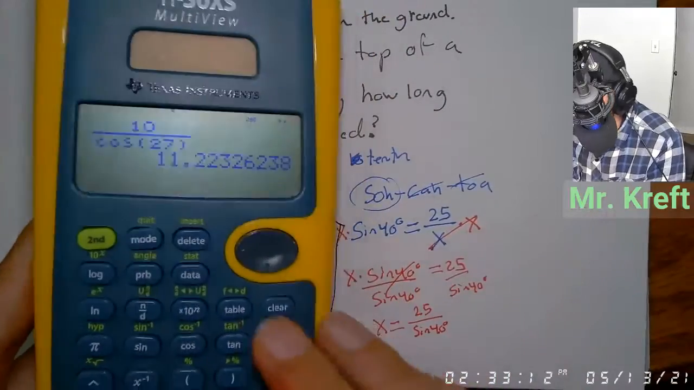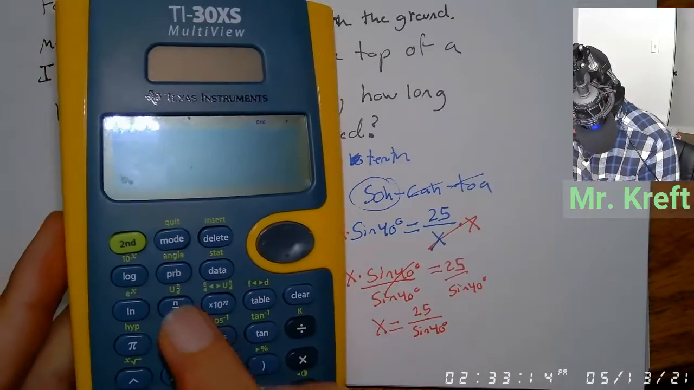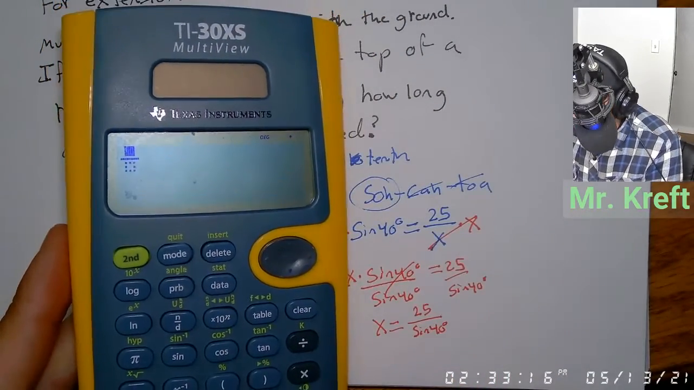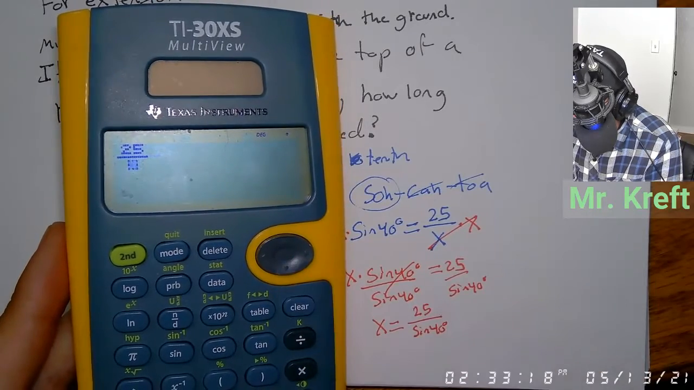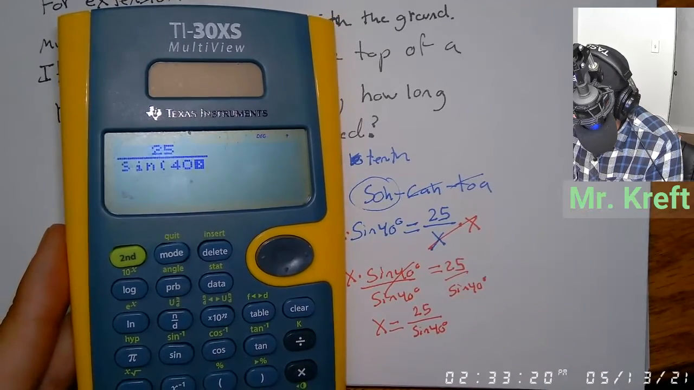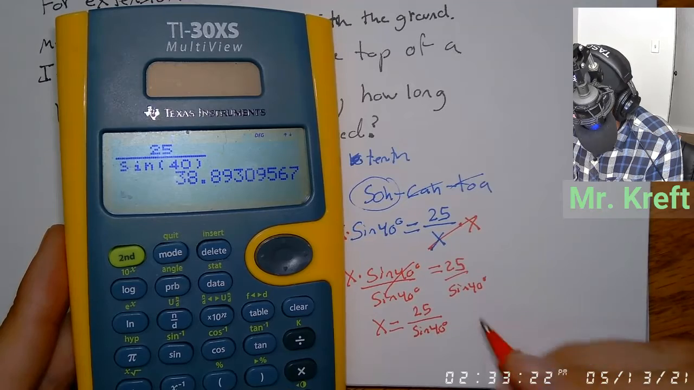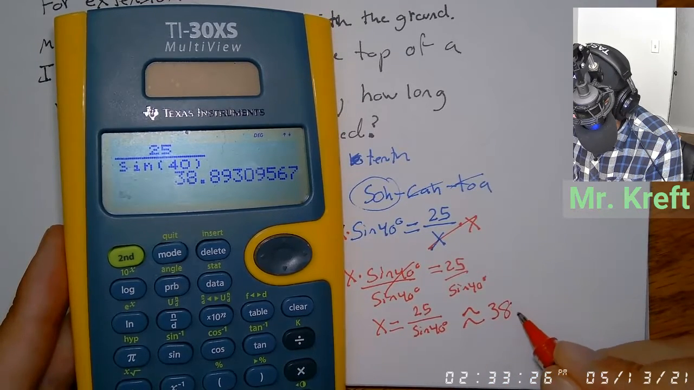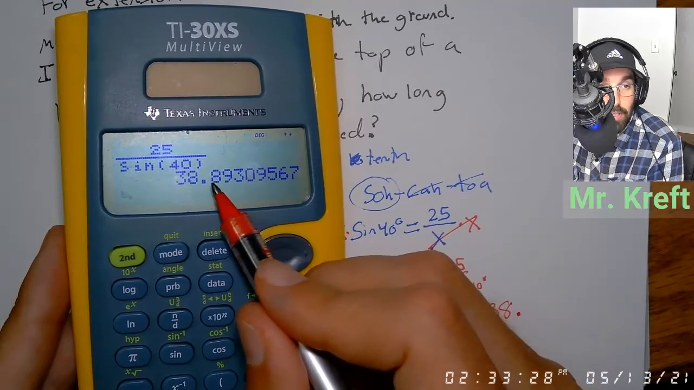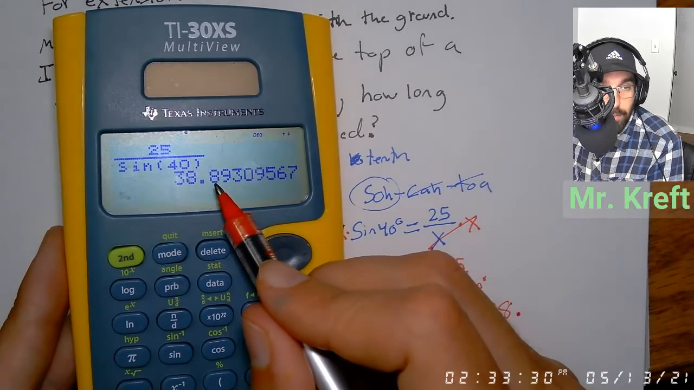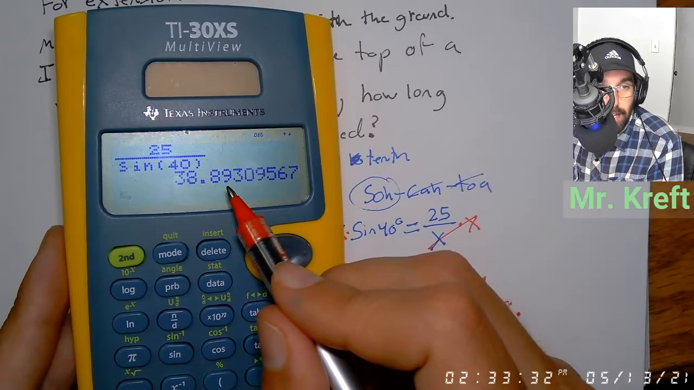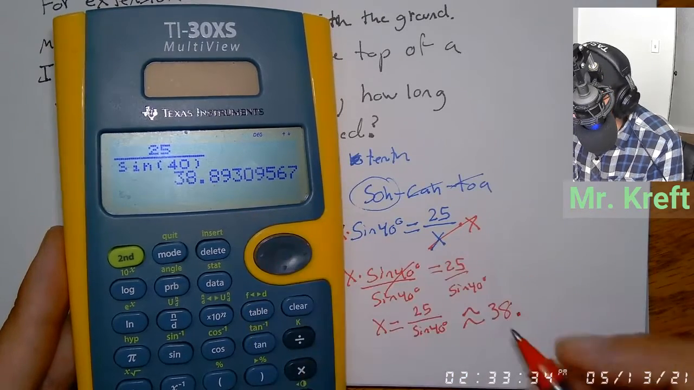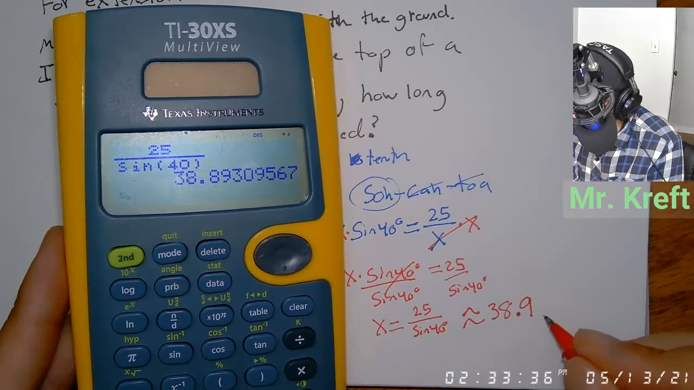If I type this into my calculator, 25 over sine of 40 degrees, I get approximately 38 point. Now, if I take a look at the first decimal, that's the tenths, and I go to the right, that is 5 or higher. So I'm going to come back and round that here.